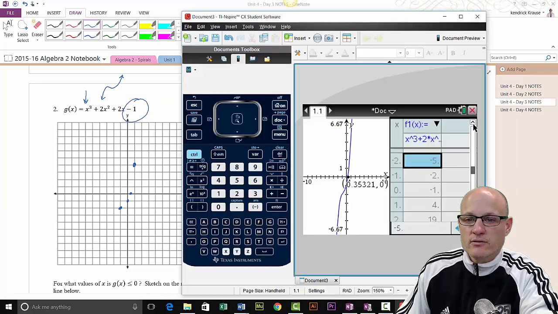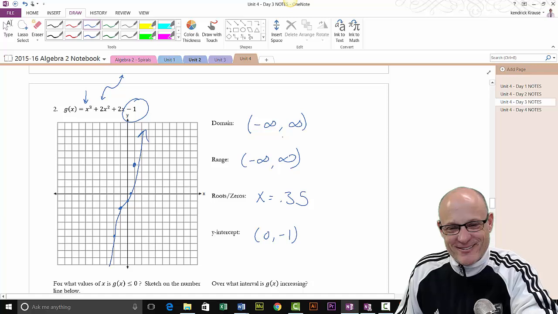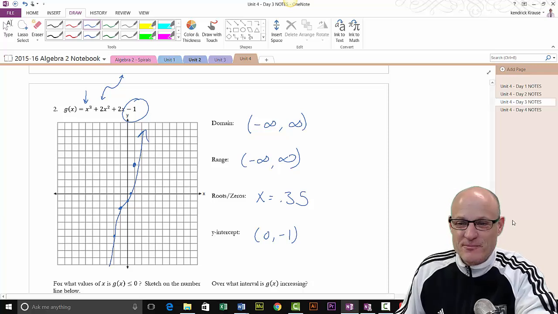Any other nice values? -2, -5. That's probably the last one we're going to get. So it's going to look something like that. Just don't draw a straight line and try to hit the points. It's impossible to hit the points.